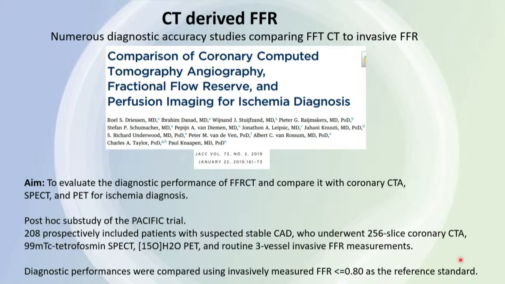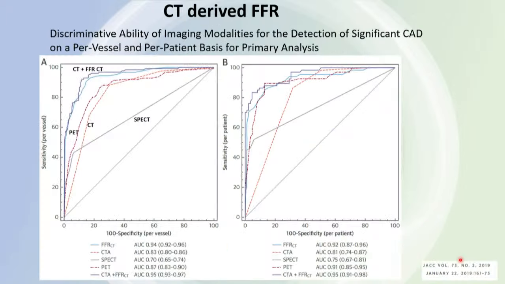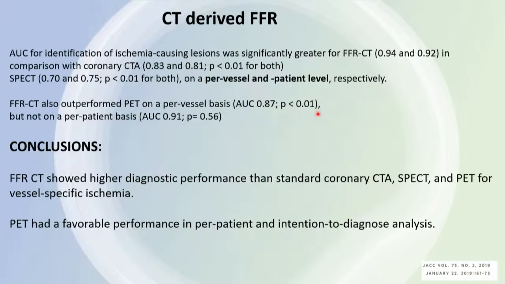And the diagnostic performance was then compared using invasively measured FFR in the cath lab, less than 0.8 being the reference standard. And here are the AUC curves, and you can see they do it on a per vessel basis and a per patient basis. On the per vessel basis, CT combined with information from FFR CT had the best AUC, followed by PET. This is CT alone, and this is SPECT. Now, when they did the per patient analysis, PET was slightly better than CT plus FFR CT, and then here is CT alone, and here is SPECT. So the conclusion was that FFR CT showed higher diagnostic performance than just CT by itself, SPECT and PET on a vessel-based analysis, and PET had a slightly favorable performance in the patient-based analysis.